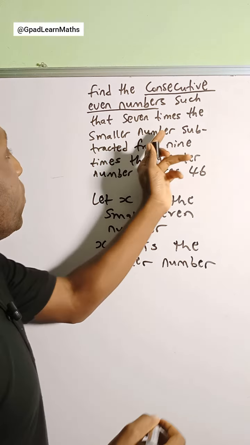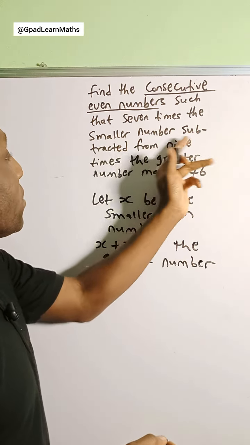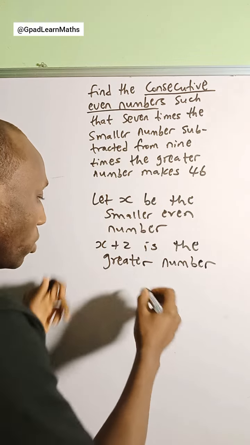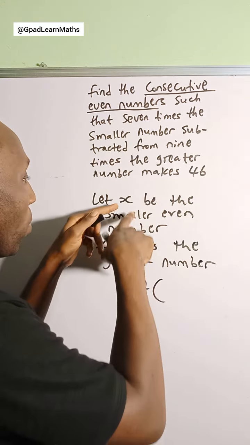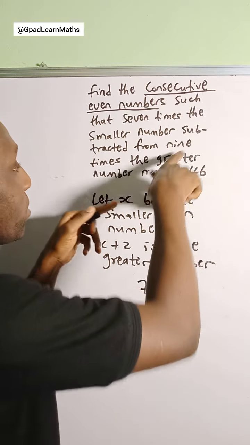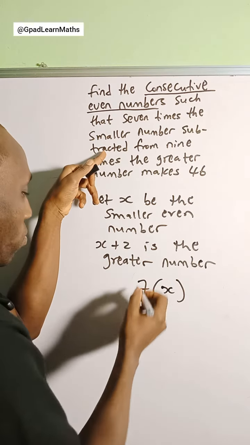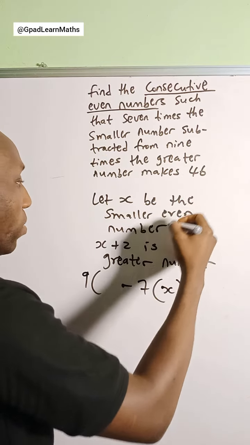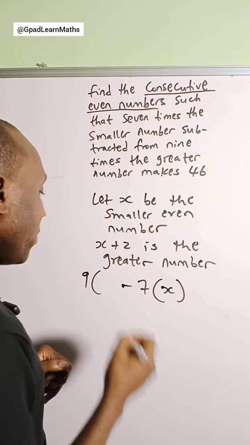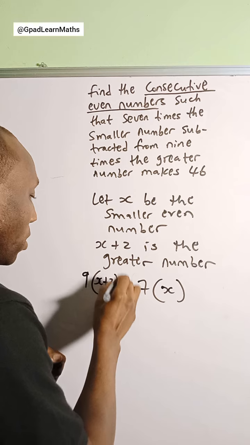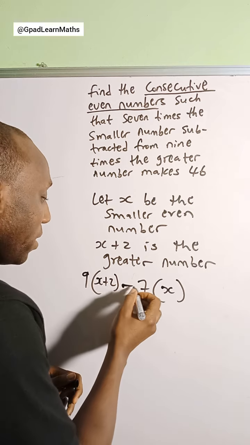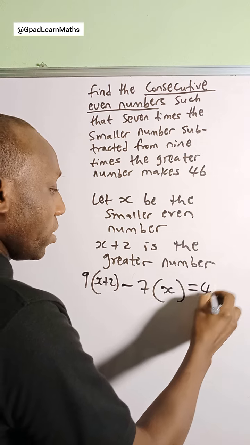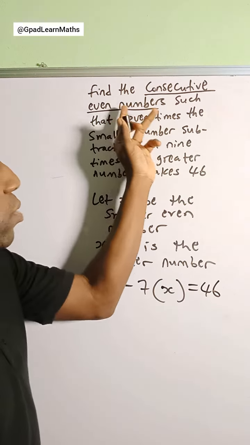Now, if you complete this question, it says that such that 7 times the smaller number, so 7 times the smaller number, which is x, is subtracted from 9 times what? The greater number. X plus 2 is the greater number, so you have to include this in a bracket. And they said the result makes 46. So this is 46. And we're asked to find the consecutive even numbers.